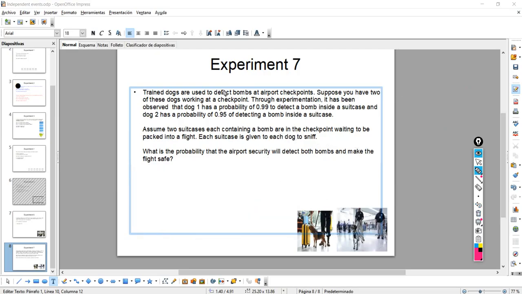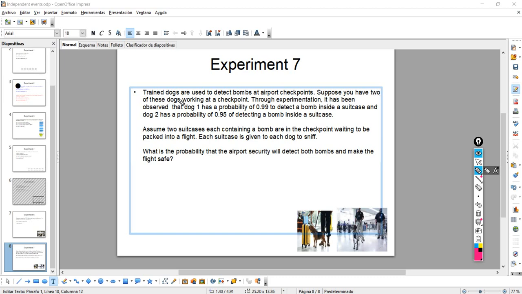And finally, let's go through experiment number 7. This is a new one, which is a slight variation on the previous one. A slightly more complex variation. It's pretty much the same, you will see. So in this problem we have the following, guys. Trained dogs are used to detect bombs at airport checkpoints.